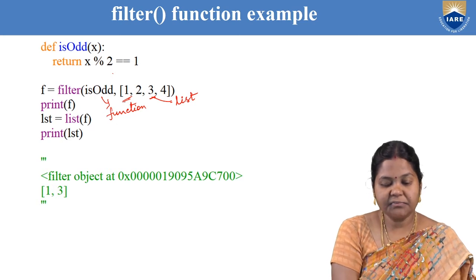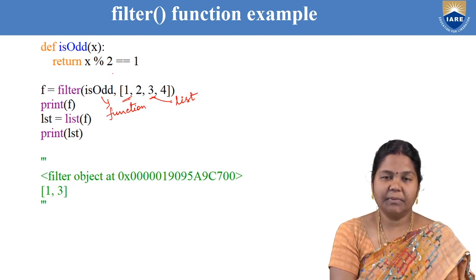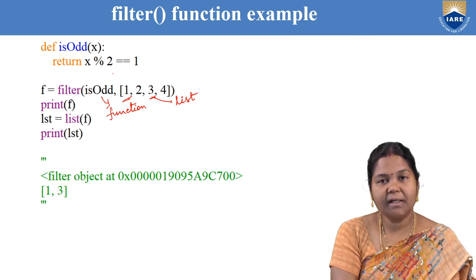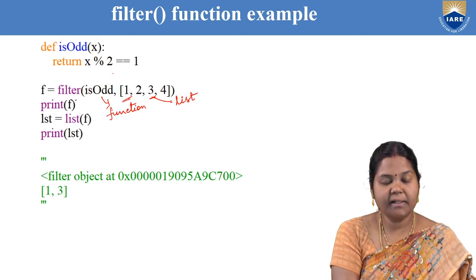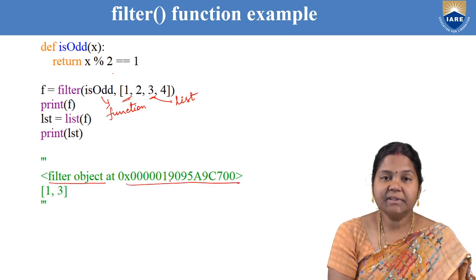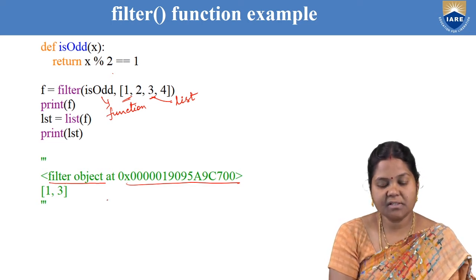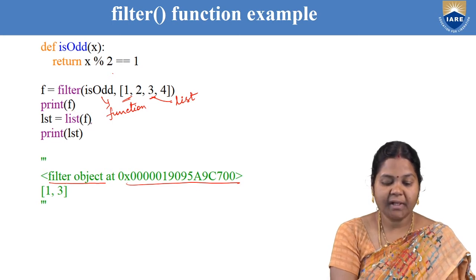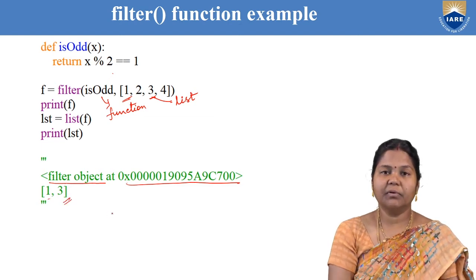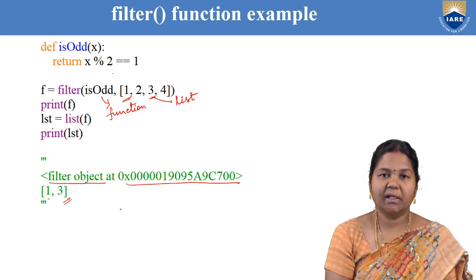These are the outputs. This function is applied or executed for each and every element, and for which element this function returns true, only those elements will be filtered out. The filter function returns one filter object. Once the filter function is applied, it returns a filter object. If you print it, you will see that a filter object is created at some location. If you want to see which elements are the odd numbers, like the map function, you can convert it into another sequence or list. So you can convert the filter object into a list and see the output. Out of these 4 numbers, 1 and 3 are the odd numbers. So the filter function filters by applying the function on each and every element of the iterable, and for which element it returns true, those elements will be there in the output.